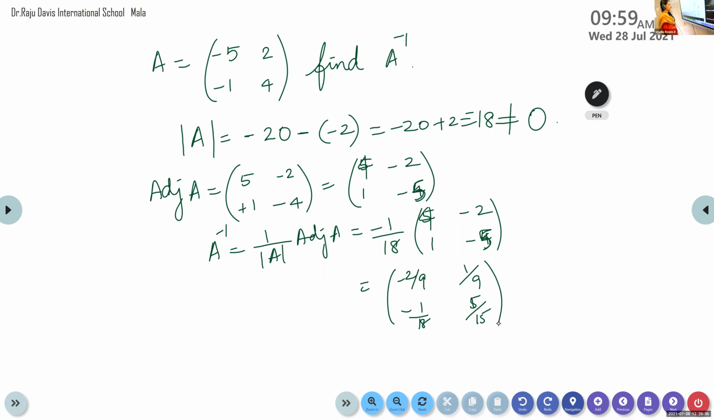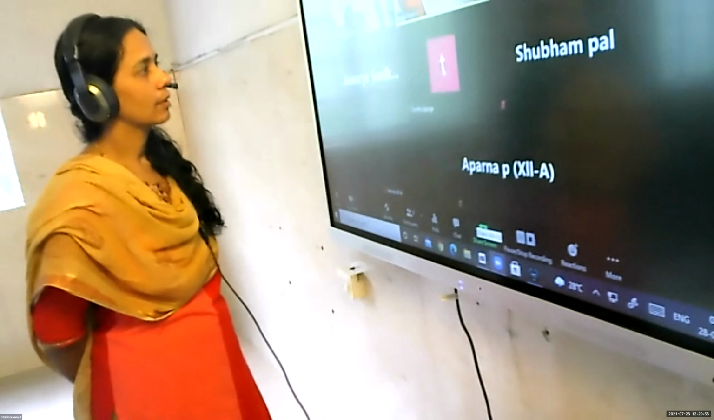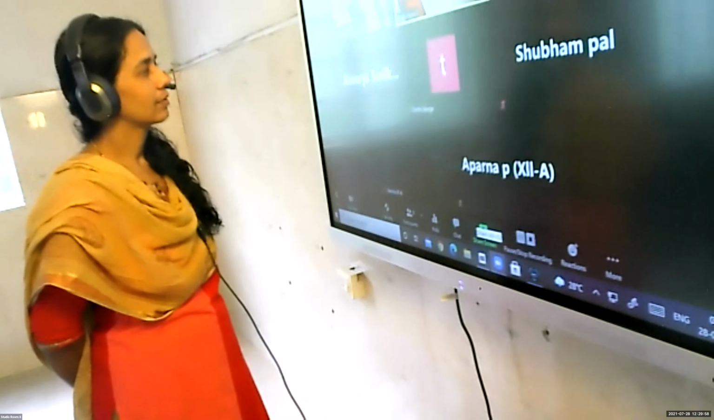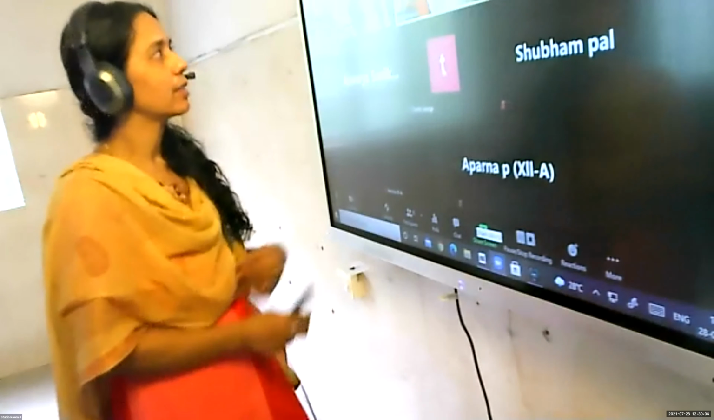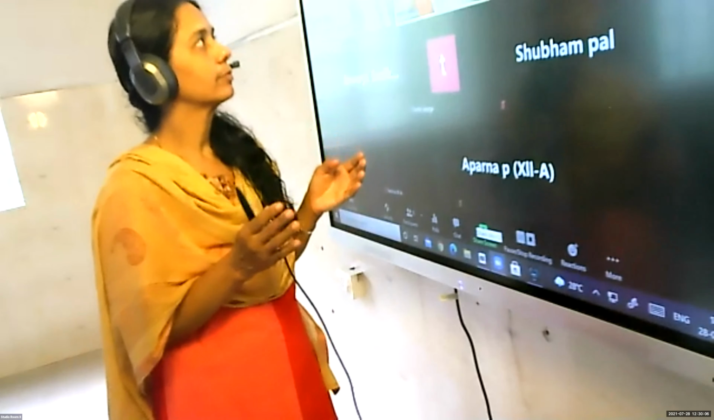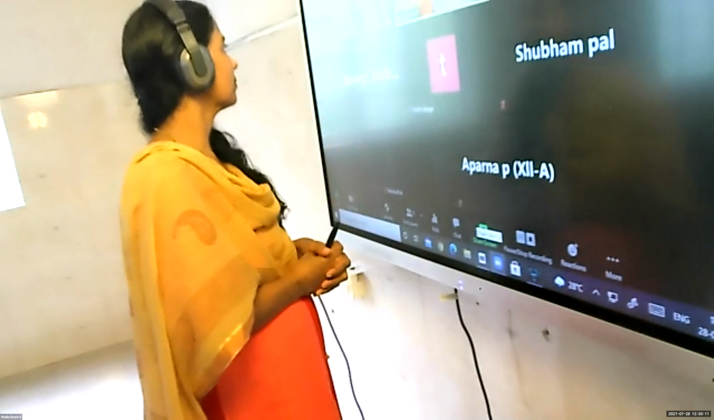Okay? Is it okay? Aditya, you got this answer? Femina? Is it okay, Femina? Aishwarya? Yes, ma'am. Okay. So finding the inverse of a 2 by 2 matrix, is it okay? Is it clear? Shall we move on to the next step, finding inverse of a 3 by 3 matrix?